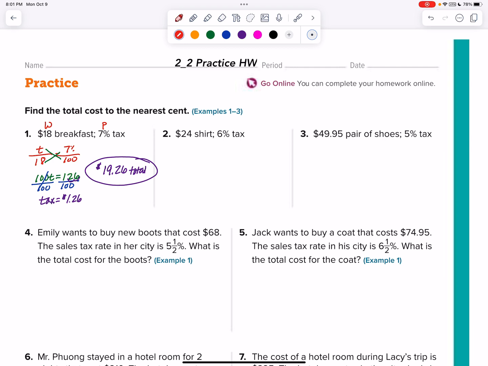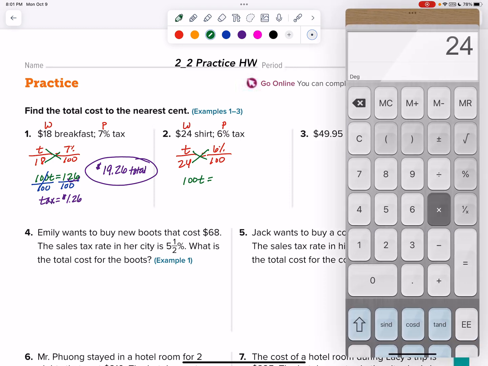All right, so here's my percentage. Here's my whole. So tax over 24 over 100. Do your means extremes. I think you are probably getting the hang of this by now. It's a very repetitive process. 24 times 6, which is good when math is like that. It's nice for a change.